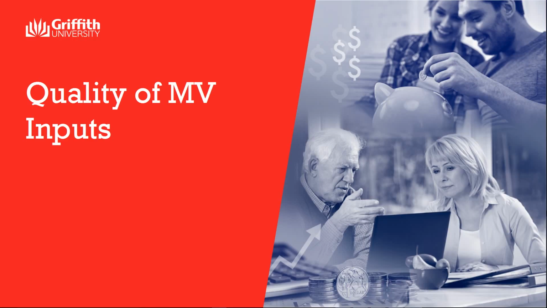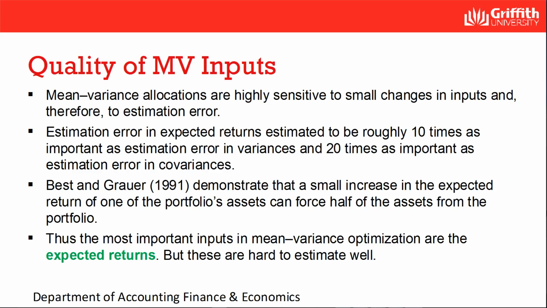This set of slides looks at the quality of mean variance inputs. So we know that mean variance allocations are highly sensitive to small changes in inputs and therefore estimation error. Estimation error in expected returns is estimated to be roughly 10 times as important as estimation error in variances, and 20 times as important as estimation error in covariances.